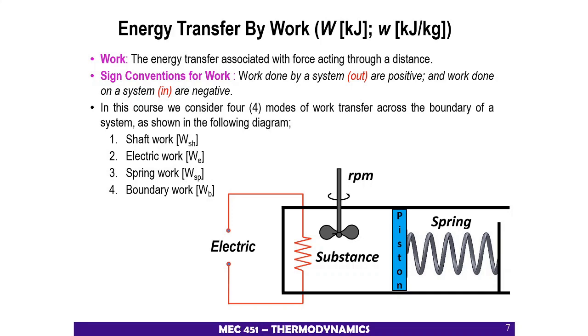In this course, we consider four modes of work transfer across the boundary of a system, as shown in the following diagram. The first is shaft work, then electrical work, spring work, and boundary work. This is your boundary, inside here the substance, and the boundary.